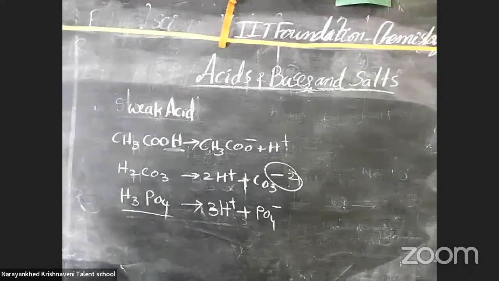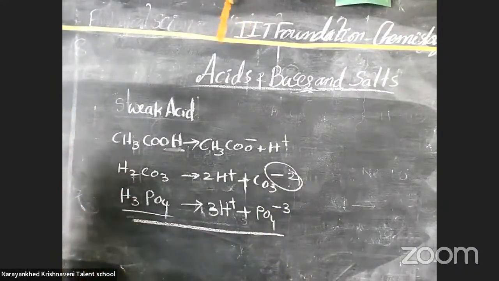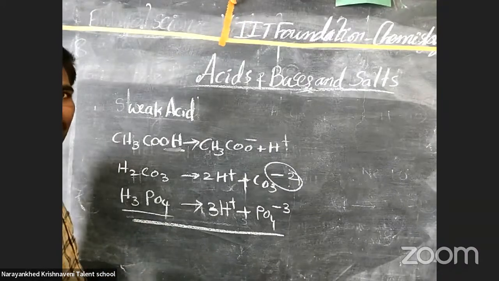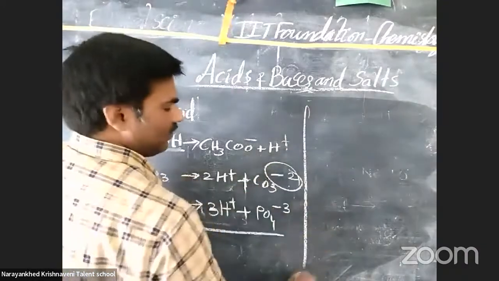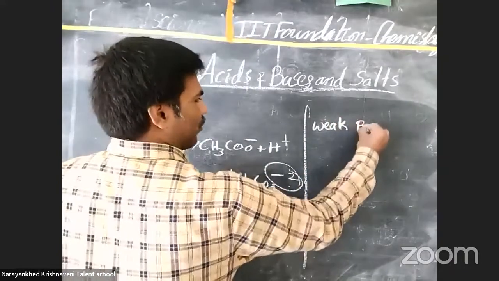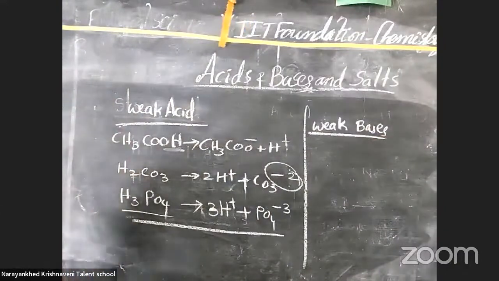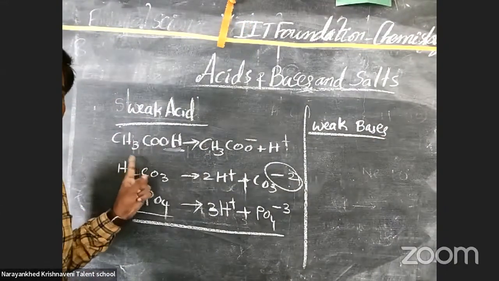This only gives us weak acids nature. And the next component is weak bases. Which one is called a weak base? It gives OH minus ions, but the concentration is low. This is called acetic acid.